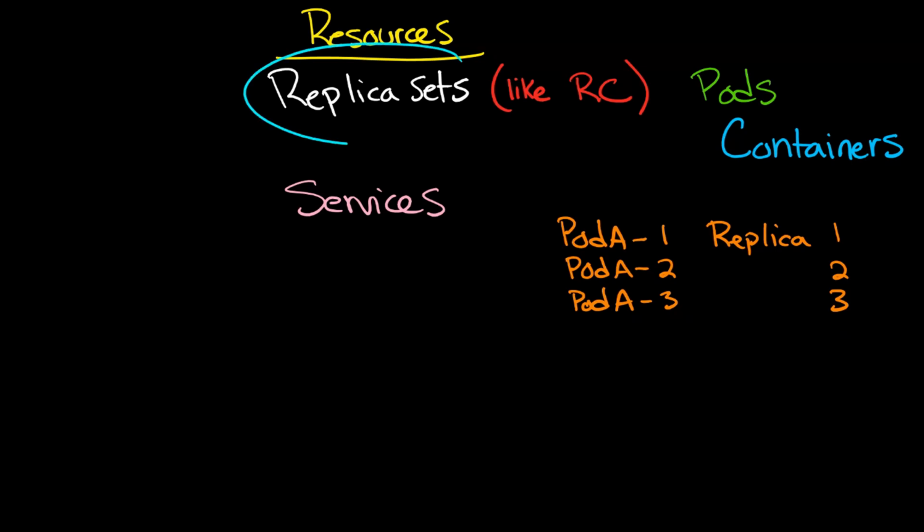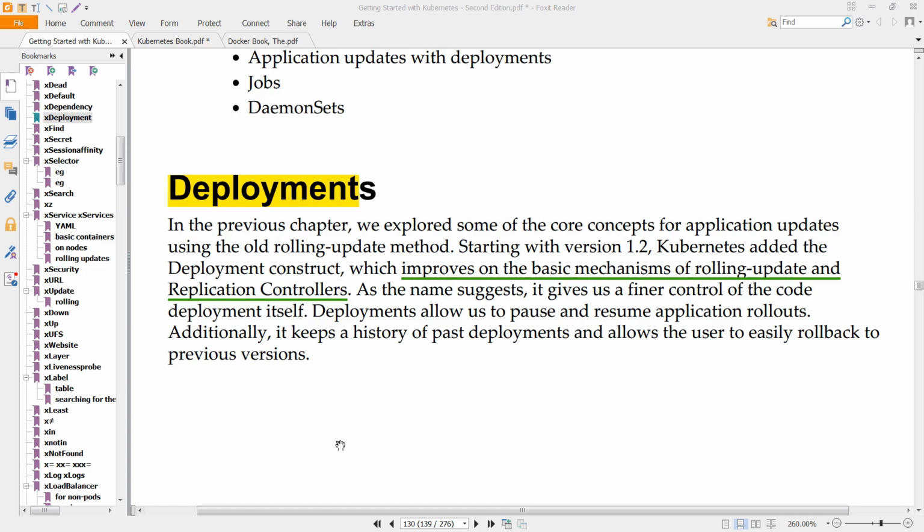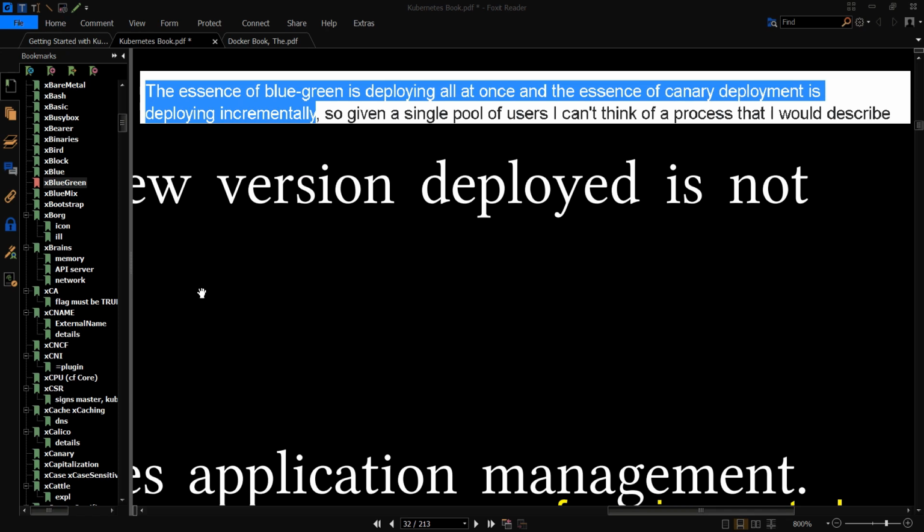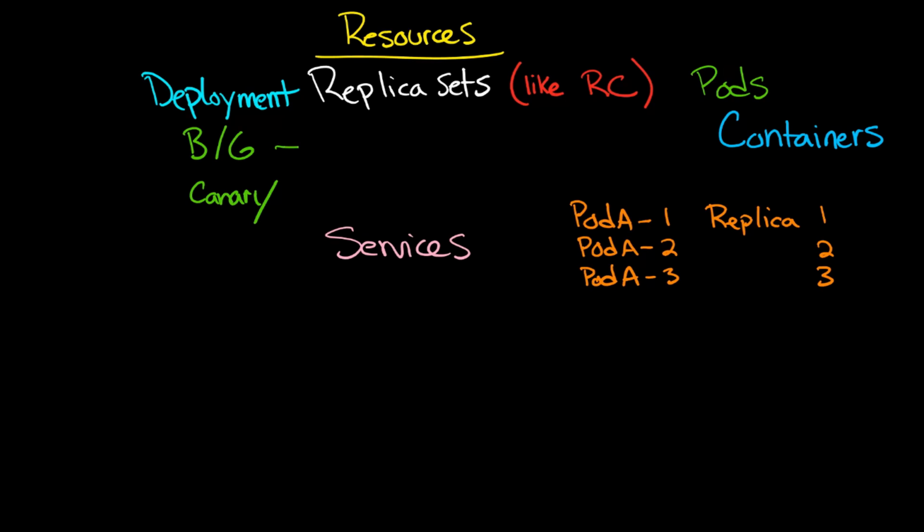But to use a replica set, you first create something called a deployment. And deployments improve on the basic mechanisms of a rolling update and replication controllers. And deployments will give you blue-green deployments as well as canary deployments, where a blue-green is essentially deploying all at once and a canary deployment is essentially deploying incrementally. And of course, the things that you are deploying are your sets of replicas, that is your sets of pods.